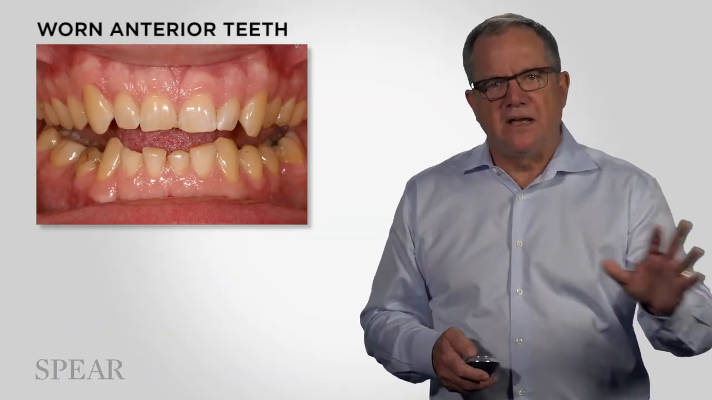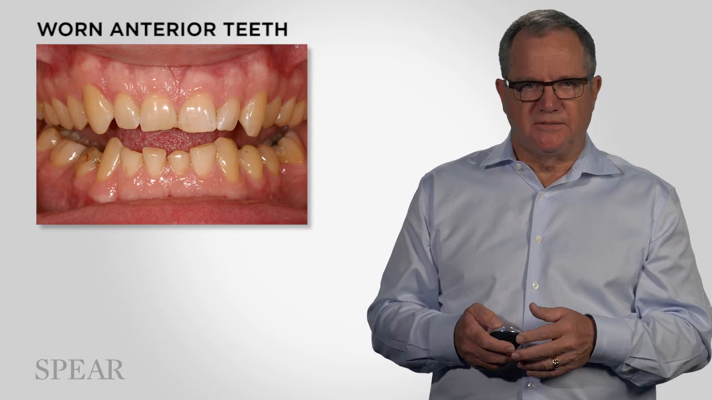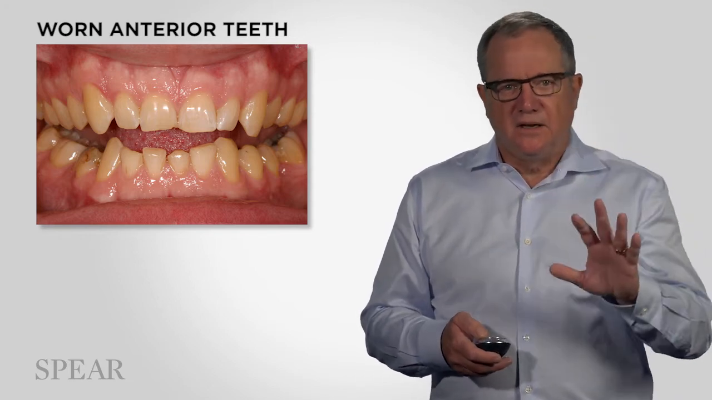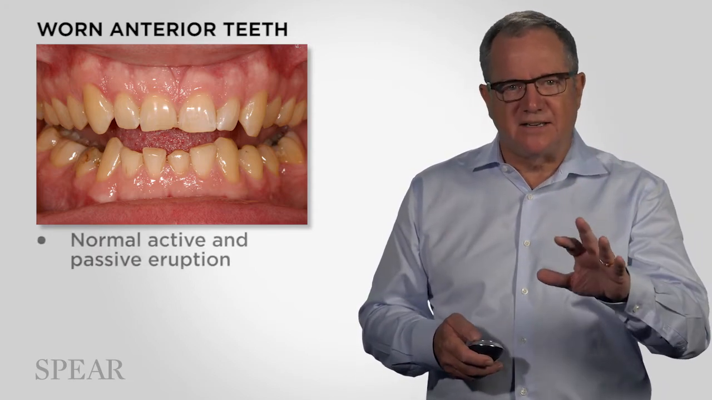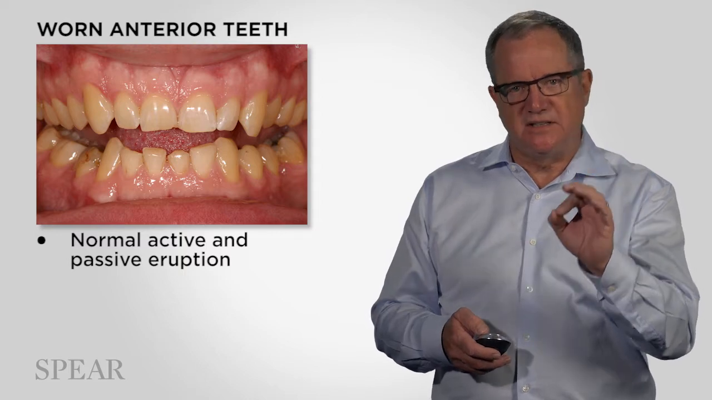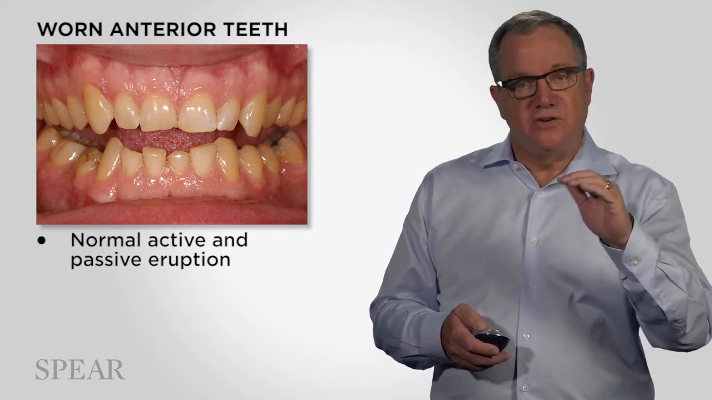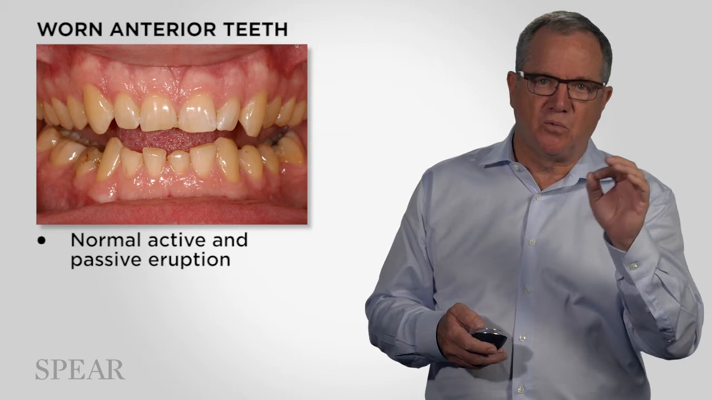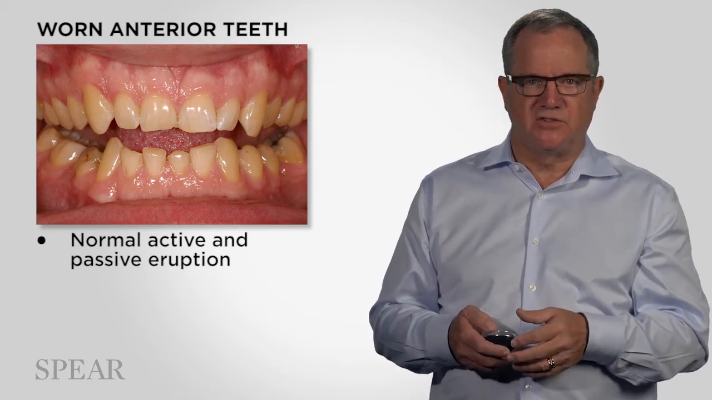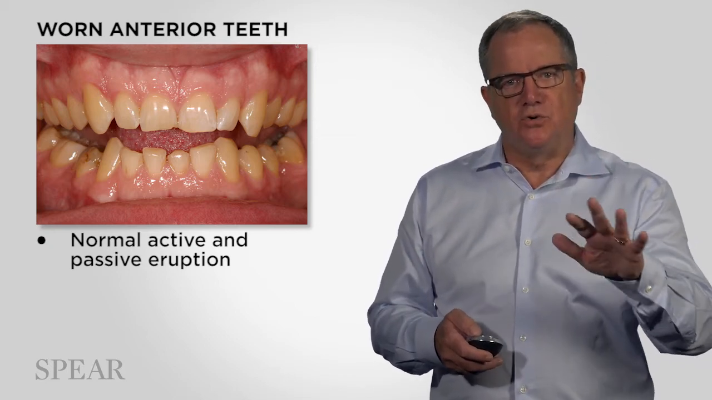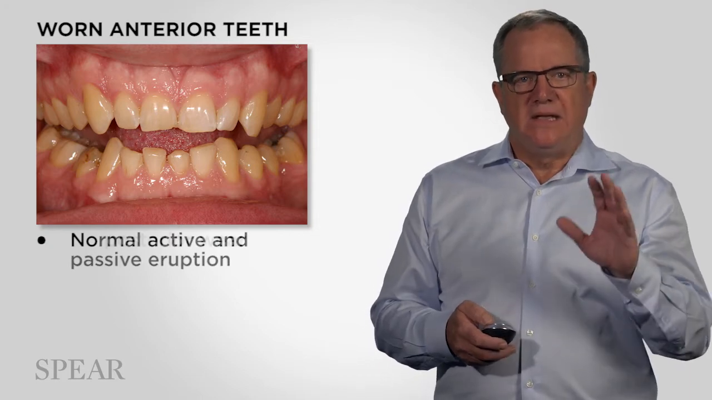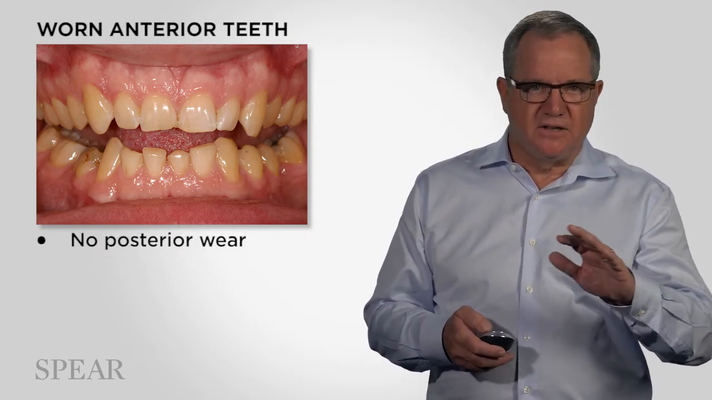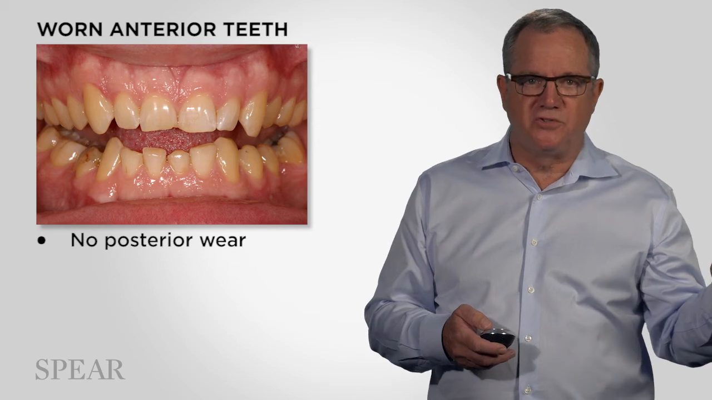Okay? So now let's go to a patient with worn teeth, and he has normal active eruption, that is, his CEJ is at the base of the sulcus. He has had normal passive eruption. He has about a 1 millimeter sulcus depth on the facial. So these teeth erupted normally for him. He has very little, if basically no, posterior wear at all.